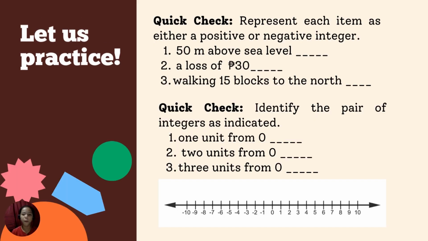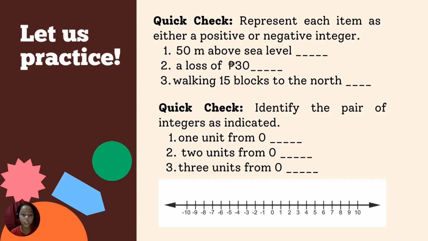Let us practice, but before answering, let us read the direction and look at the number line below in order for us to answer the following questions. Represent each item as either a positive or negative integer. Number 1. 50 meters above sea level. The answer is positive 50. Number 2. A loss of 30 pesos. The answer is negative 30. Walking 15 blocks to the north. The answer is positive 15.